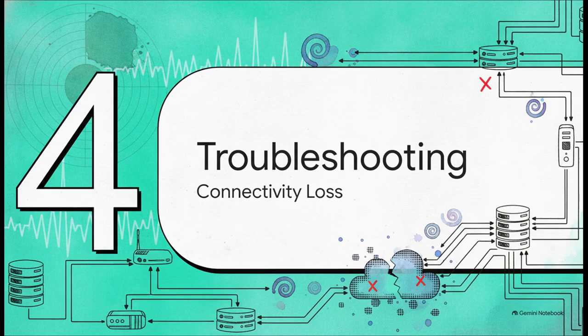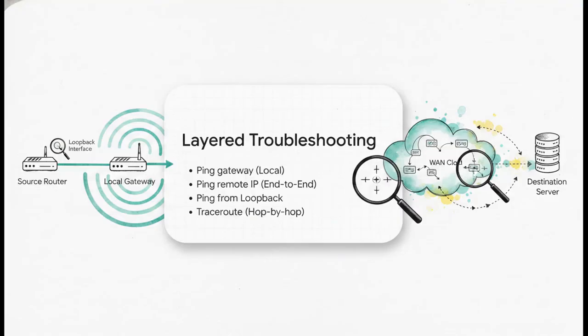Let's see how all of this builds into an actual methodology when users report a total drop in connectivity. Instead of randomly testing IPs and just sort of hoping for the best, you have to isolate the fault domain systematically. It's a layered approach, kind of like peeling an onion. First, test your local reachability by pinging the gateway. If that fails, well, your problem is local, maybe a downed interface. If it passes, Step 2 is pinging the remote IP to test your end-to-end connectivity.